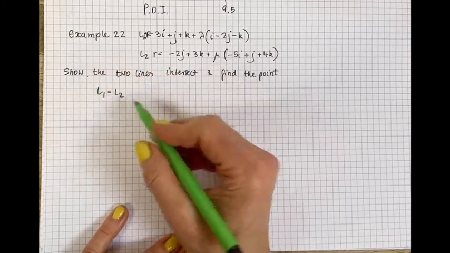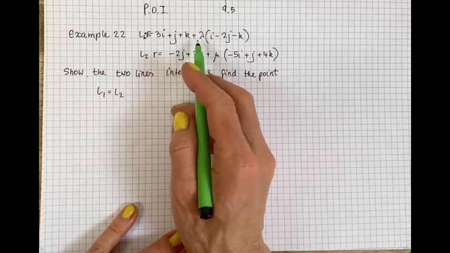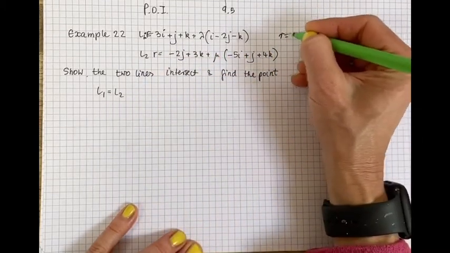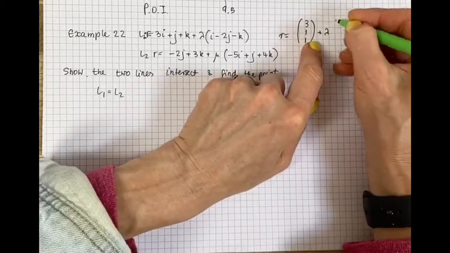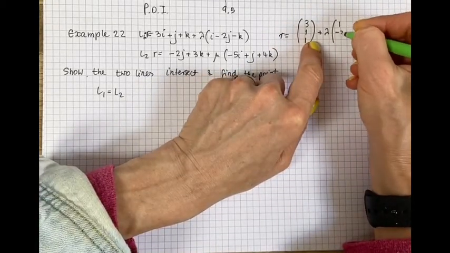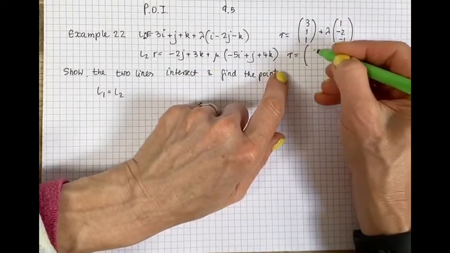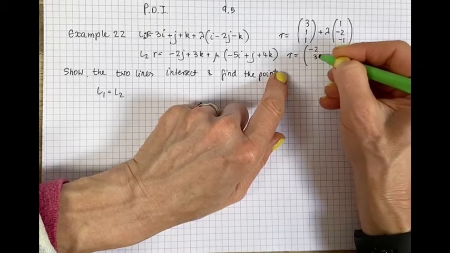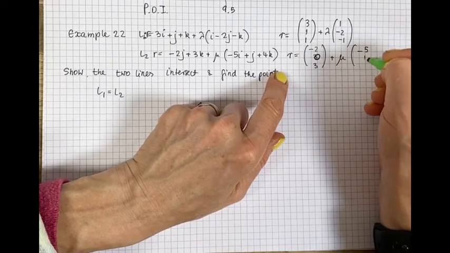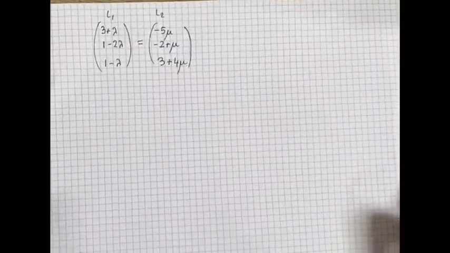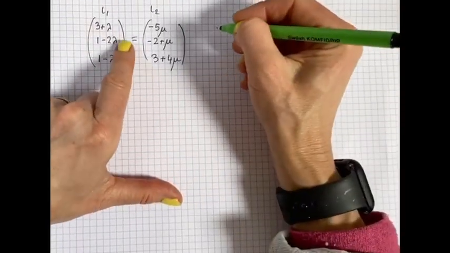Now you don't get any marks for just writing something like this. I prefer to write it as a column vector. So my L1 is (3, 1, 1) plus lambda (1, -2, -1). And I'm going to make it equal to L2, which has equation (0, -2, 3) plus mu (-5, 1, 4).